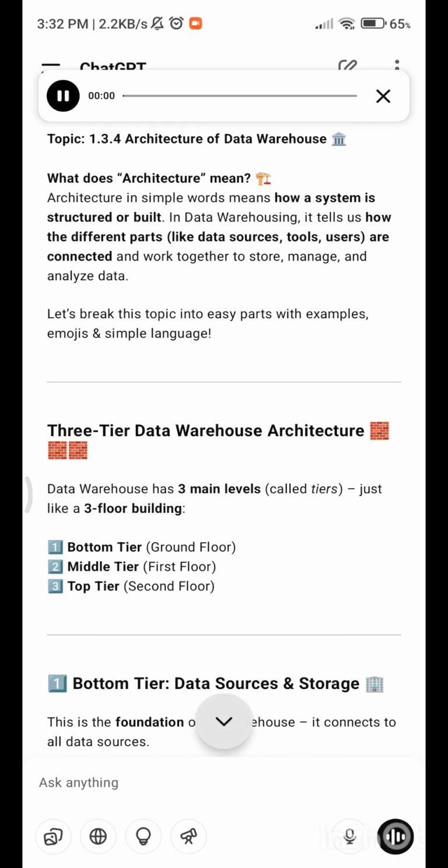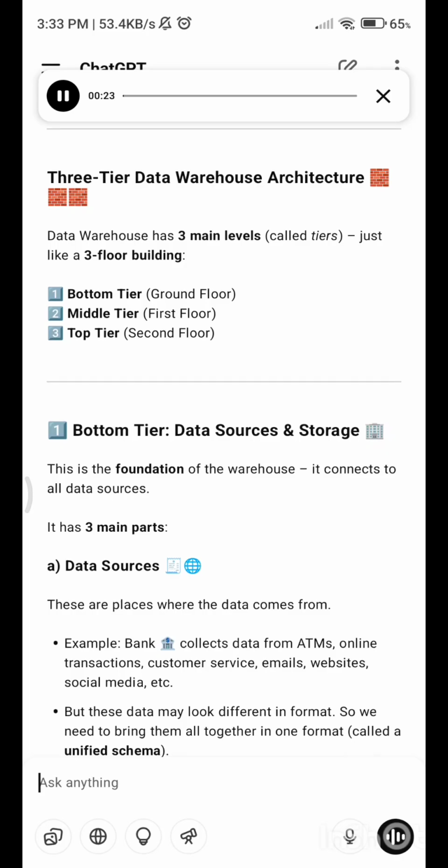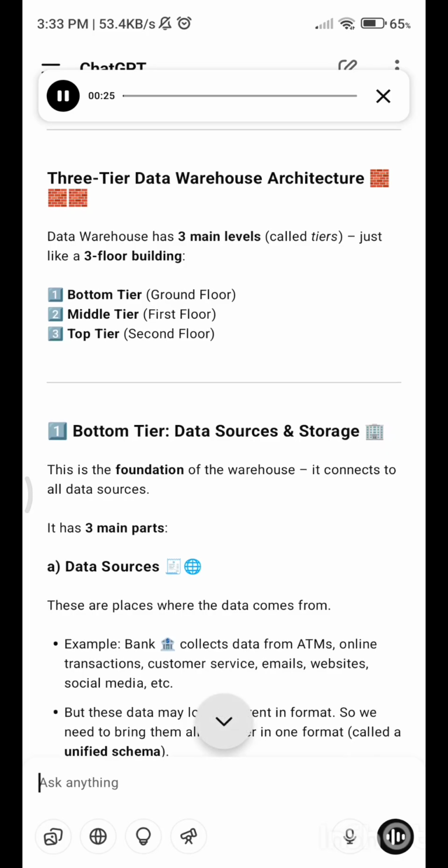Topic 1.3.4 Architecture of Data Warehouse. What does architecture mean? Architecture in simple words means how a system is structured or built. In data warehousing, it tells us how the different parts, like data sources, tools, users, are connected and work together to store, manage, and analyze data. Let's break this topic into easy parts with examples, emojis, and simple language.